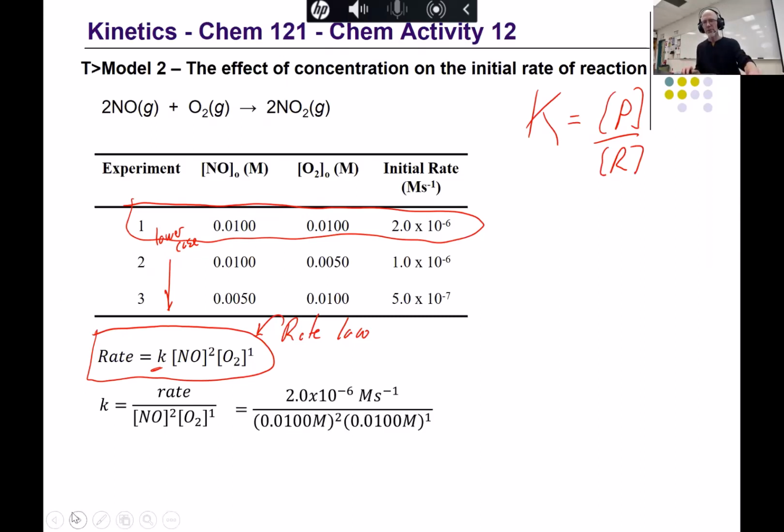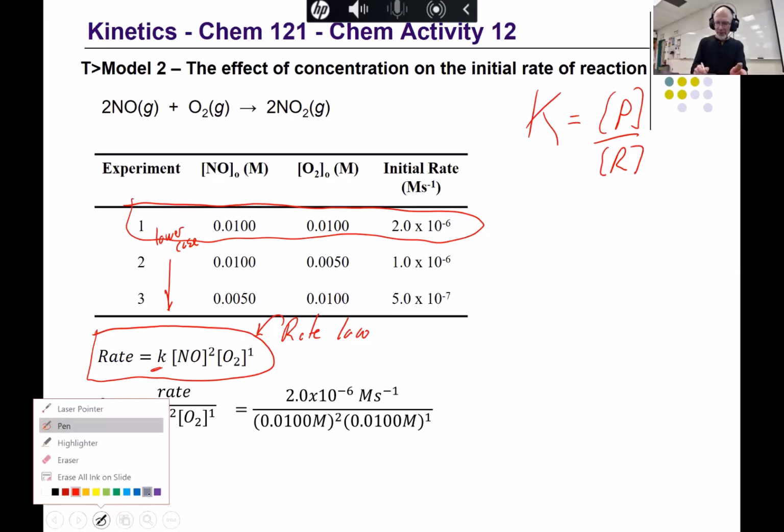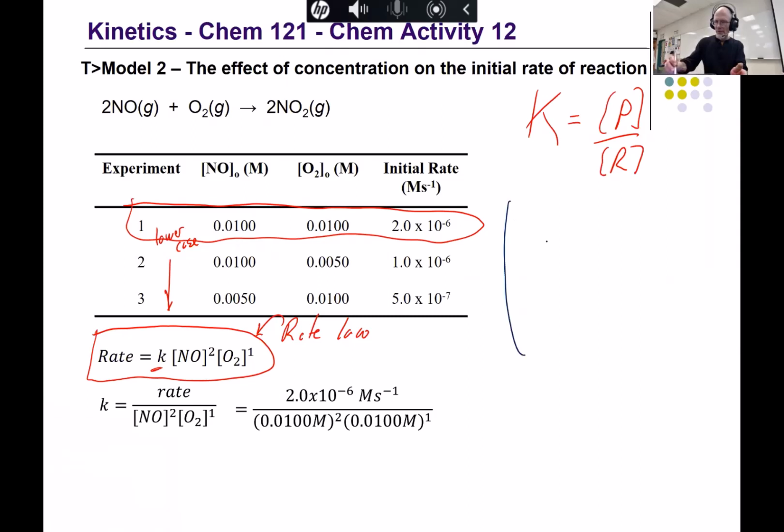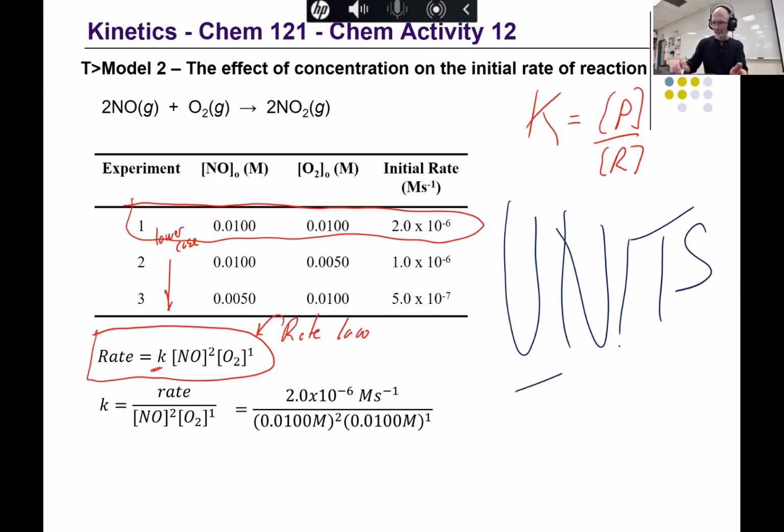Okay, so now I input the values. And here I'm going to write something. I don't know if this is going to register. Actually, maybe I'll do it in a different pen. Make it stand out. Actually, that doesn't look very good, does it? But hopefully you can read that. Units. Maybe I put an exclamation mark.